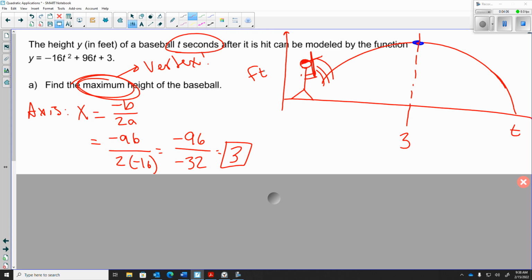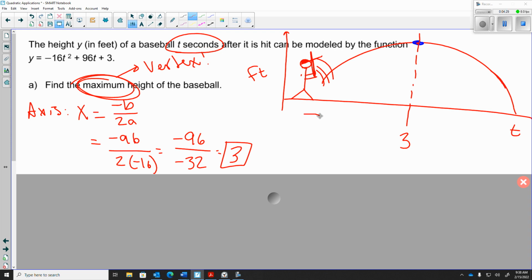Okay. So what does this mean? This is 3 seconds later, right? 3 seconds later, the ball's up at the max height. We don't know what the max height is. We just know when it gets there. How do you find what the max height is? Yeah, I'm going to take 3 in. Let's say 3 seconds into the flight of the ball. Let's find out how high it is.